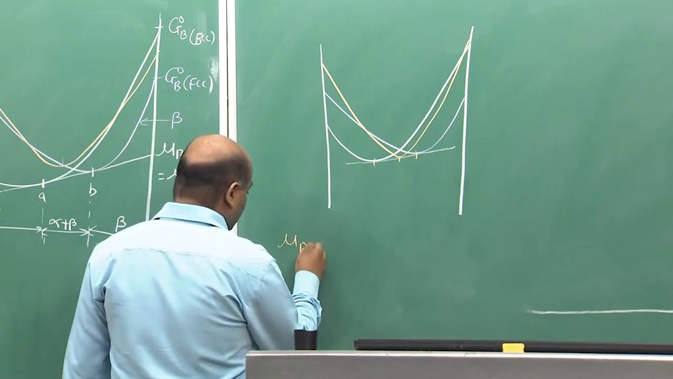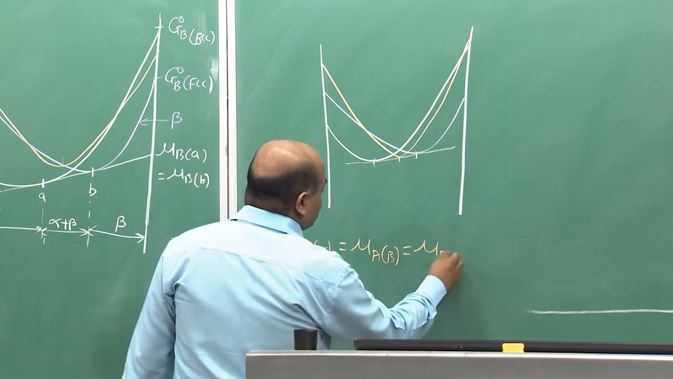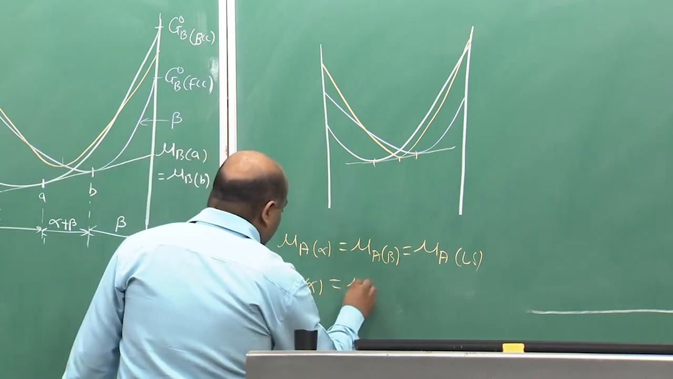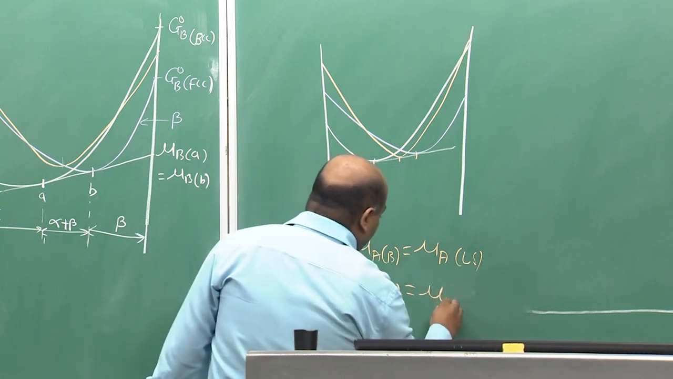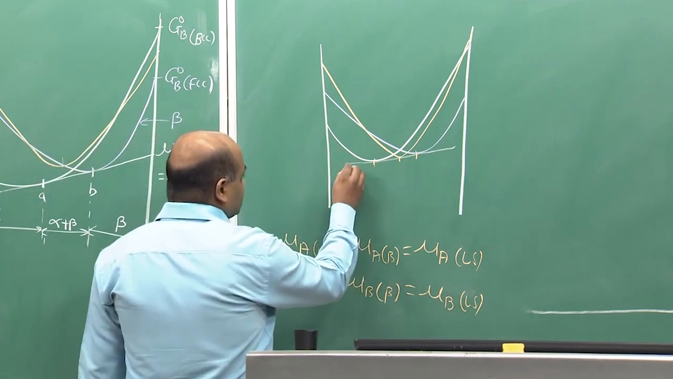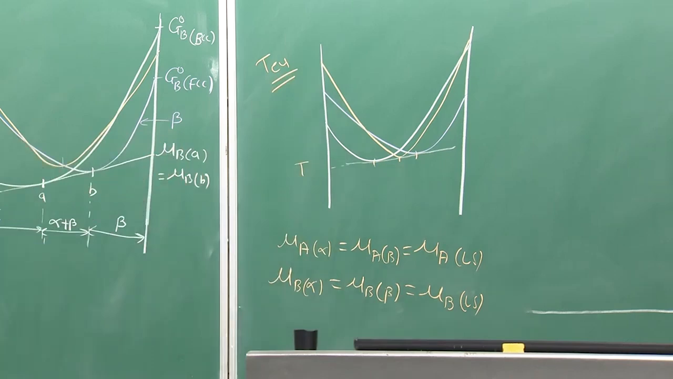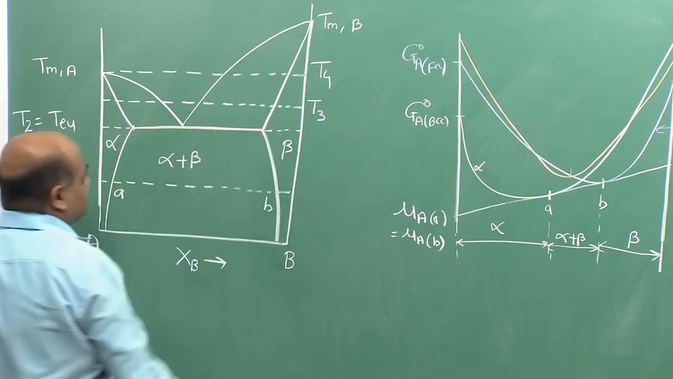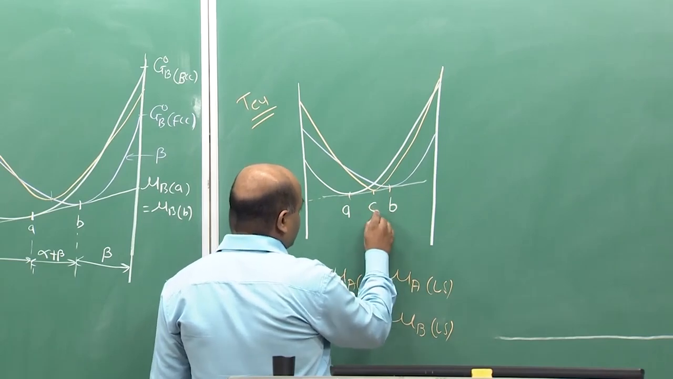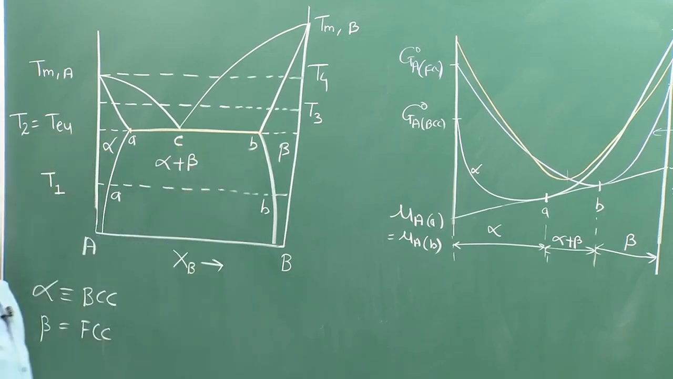because in this case chemical potential of A in alpha is the same as chemical potential of A in beta, same as chemical potential of A in liquid solution. Similarly, mu B alpha is equal to mu B beta is equal to mu B liquid solution. And this is basically the eutectic temperature, right. Because at eutectic temperature, you see there is a three phase equilibrium here. So, if we mark these A, B and C, these three points, A, B and C, is what we call the eutectic point.